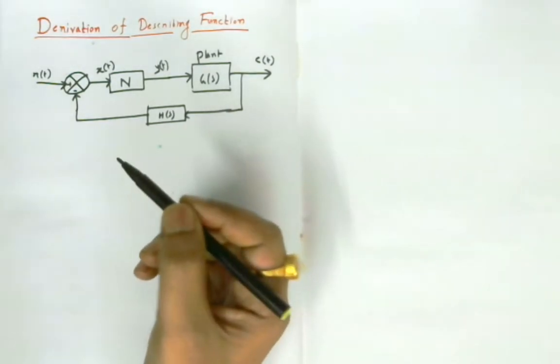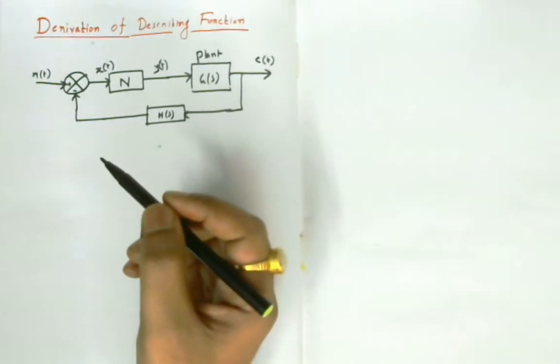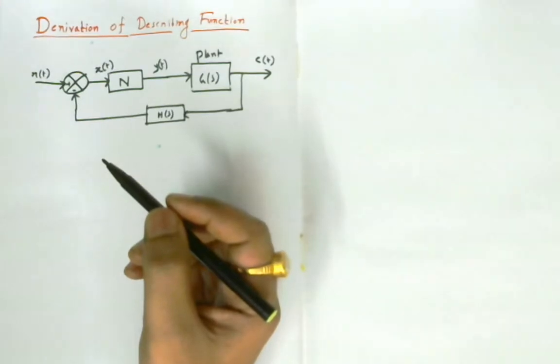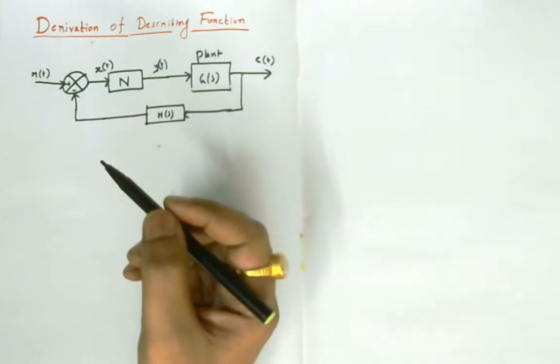Now what is N? What is the describing function? As I have already given the definition, I am again repeating it. The describing function of a nonlinear element is defined to be the complex ratio of the fundamental component of the output to the input.